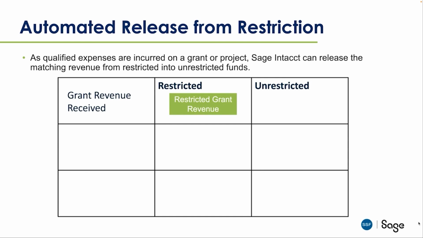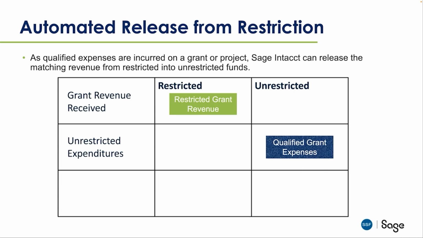Let's say we get some grant revenue and it's for a restricted purpose. So we got this grant revenue and we're going to tag it as restricted grant revenue. So it goes in the restricted column in our financial statements. And then we're going to spend some money. And some of that money that we're spending out of our unrestricted fund is qualified. So it's qualified grant expenses.